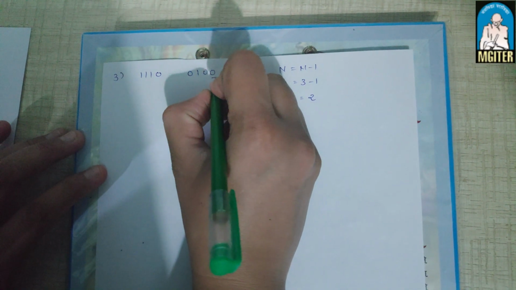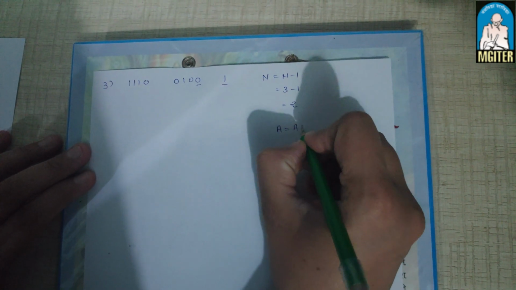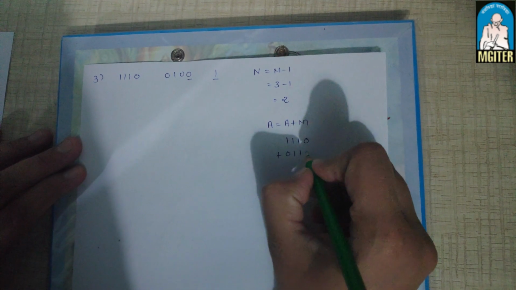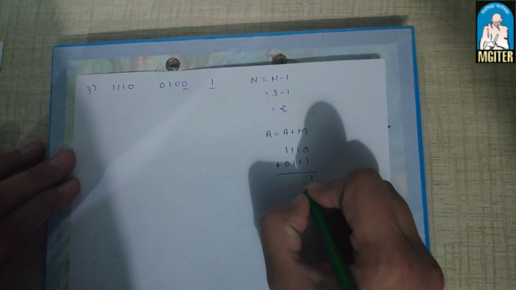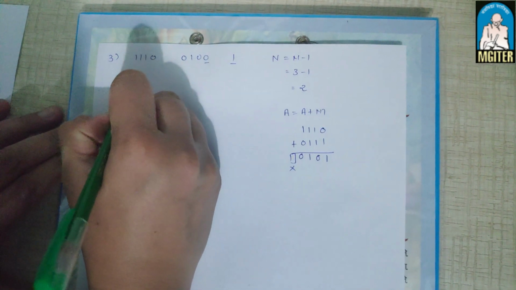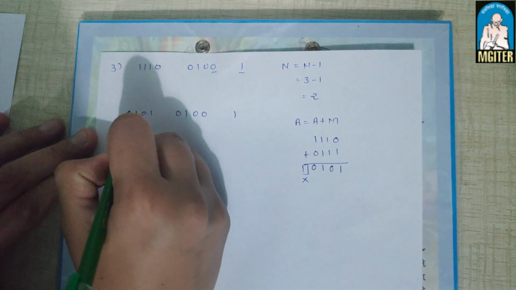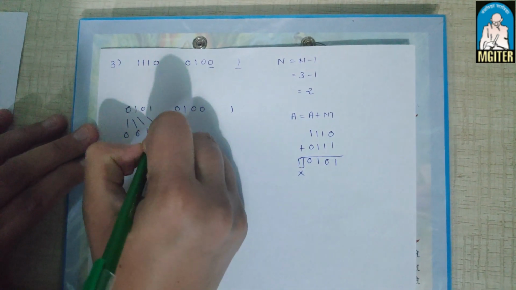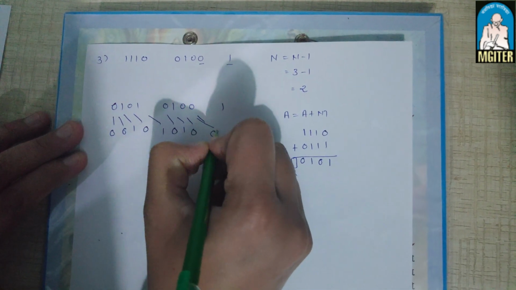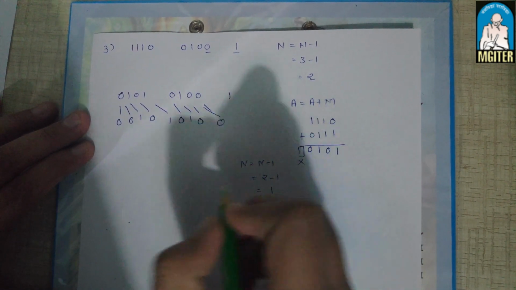Now we have to check our q0 and q minus 1. So we get 0 and 1. So we have to perform A is equal to A plus m, where A is 1 1 1 0 and our m is 0 1 1 1. So we got 1 0 1 0 1 carry 1, which we have to neglect. So we get 0 1 0 1 0 1 0 0 1. Now perform arithmetic right shift, which gives 0 0 1 0 1 0 1 0 0. Now n is equal to n minus 1, which is 2 minus 1 is equal to 1.